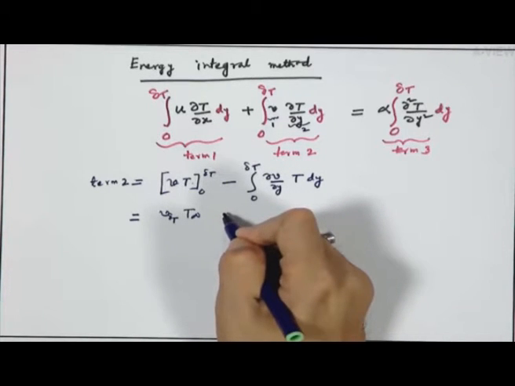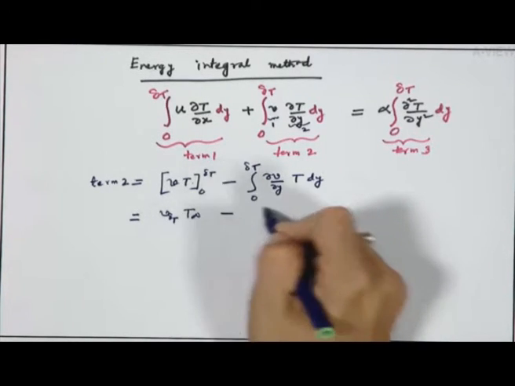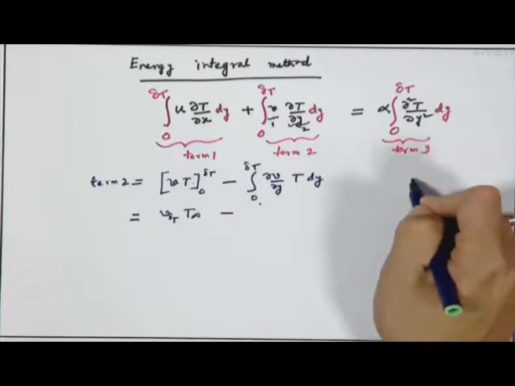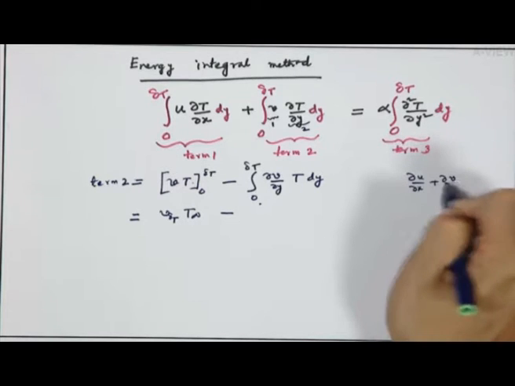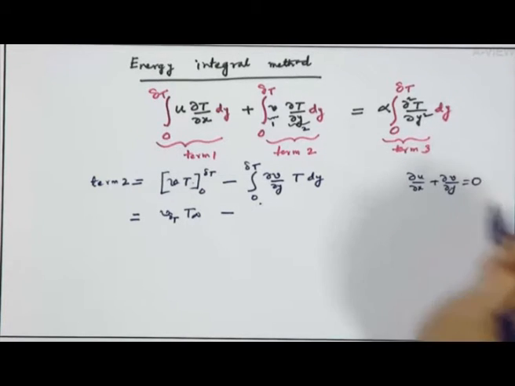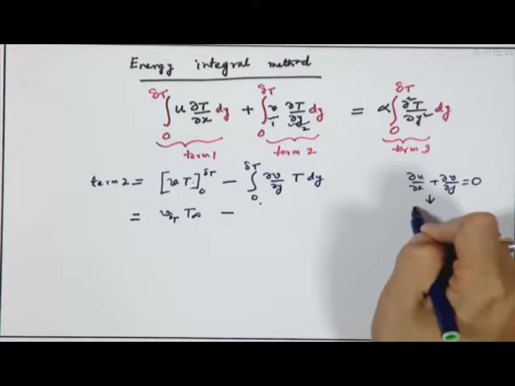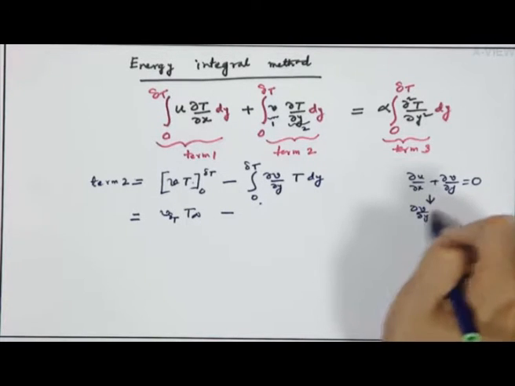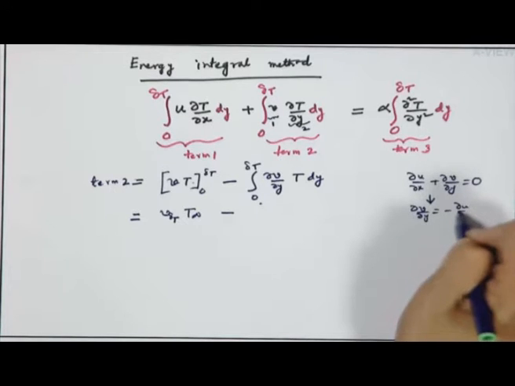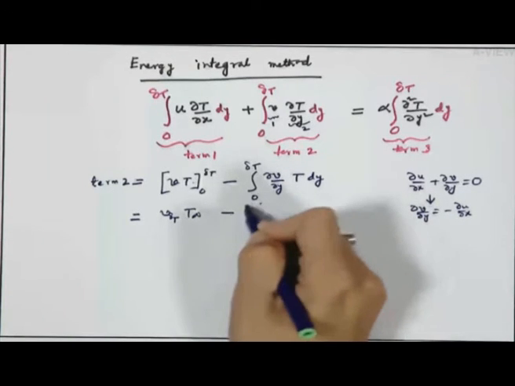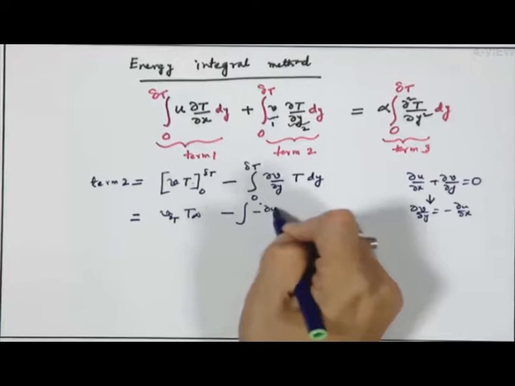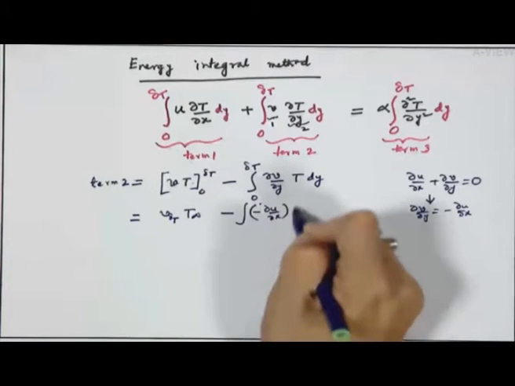Then minus, now your continuity equation says ∂u/∂x plus ∂v/∂y equal to 0. It is a 2 dimensional incompressible flow. So, from here you can write ∂v/∂y is equal to minus ∂u/∂x. So, this will become minus of ∂u/∂x T dy.